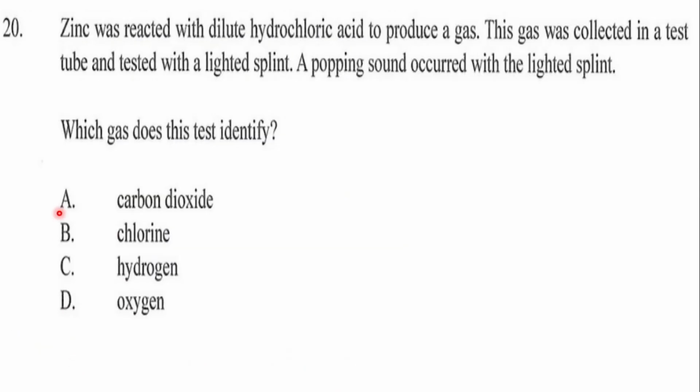Let's move on to question number 20, and it says zinc was reacted with dilute hydrochloric acid to produce a gas. This gas was collected in a test tube and tested with a lighted splint. A popping sound occurred with the lighted splint. Which gas does this test identify? Is it carbon dioxide, chlorine, hydrogen, or oxygen?